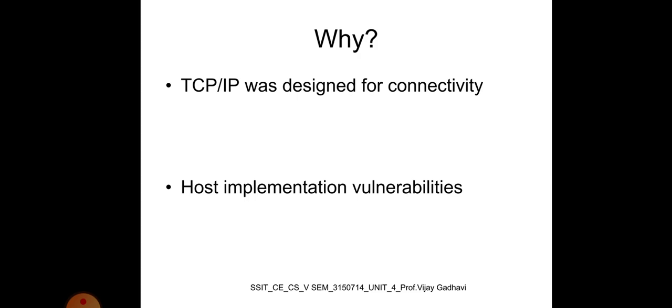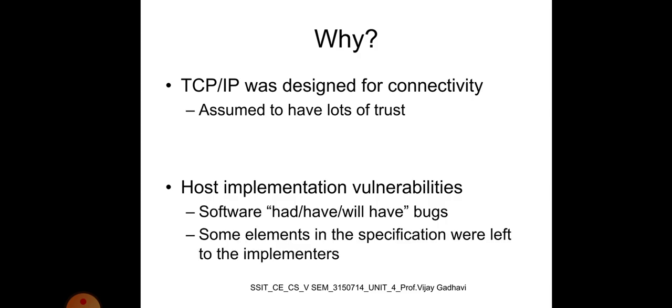Why? This is a most important question. TCP/IP was designed for connectivity. It's used to connect devices for communicating or data transfer. The host implementation vulnerabilities are also important. In TCP/IP, we assume a lot of trust, and in host implementation vulnerabilities, the software will have bugs. Bugs means a few vulnerabilities are present there. Some elements in the specification were left to the implementers.